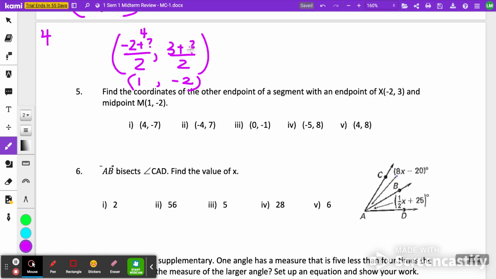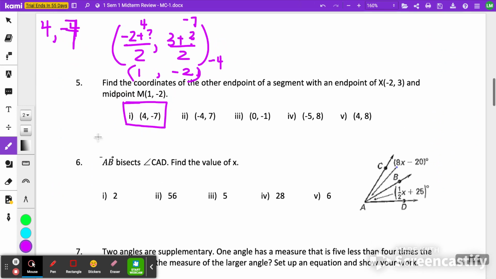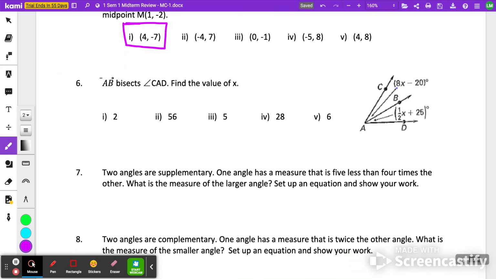3 plus question mark divided by 2 is -2. So think about this. -2 times 2 is -4. So 3 plus what would give you -4? That one would be equal to -7. Again, you can check it. 3 plus -7 is -4, divided by 2 is -2. So my endpoint is 4, -7.